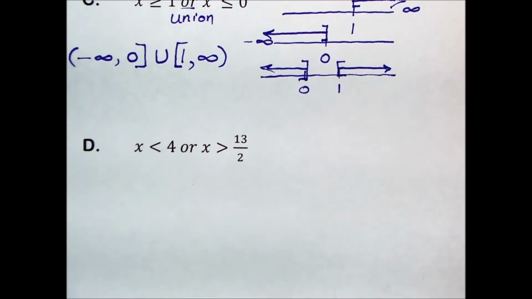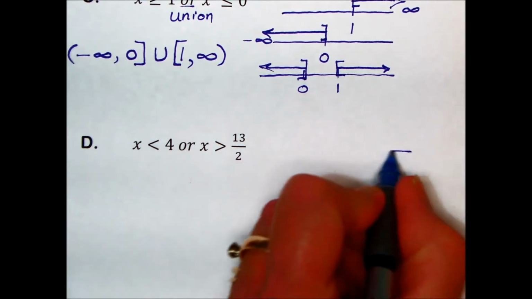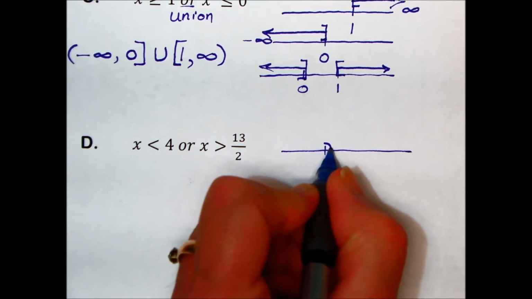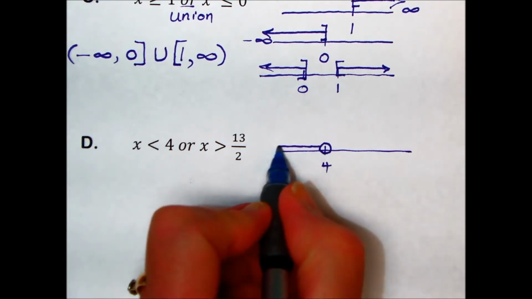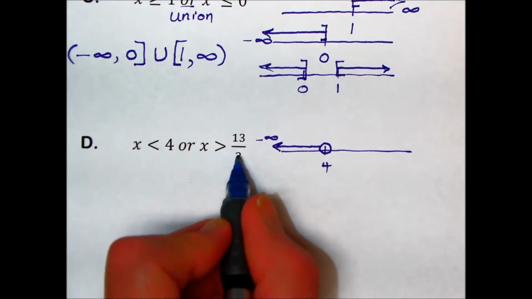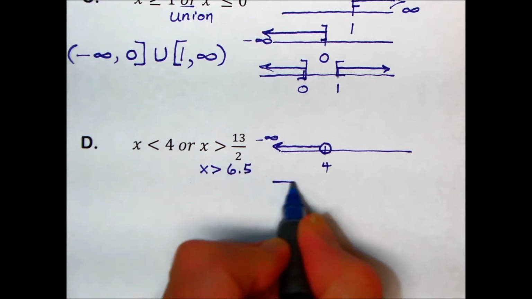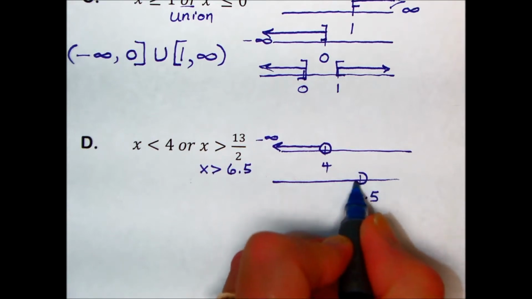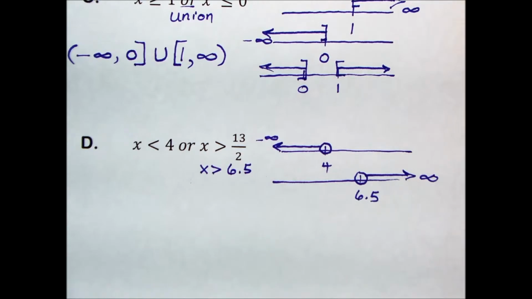Another example here is asking us for the union of these two sets. x is less than 4. So here we are at 4. And if you prefer using the open point, closed point, that's fine. x less than 4 would continue to negative infinity. x is greater than 13 halves. If you don't like the fraction, find the decimal equivalent, which is 6.5. So here we are at 6.5. x is greater than 6.5, so it's going to continue to positive infinity.